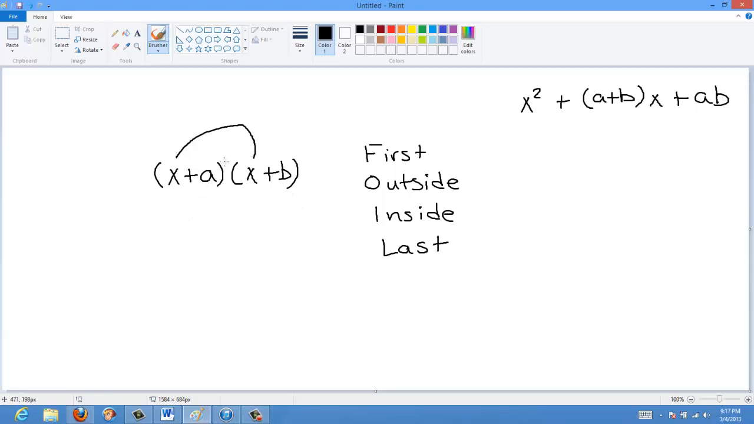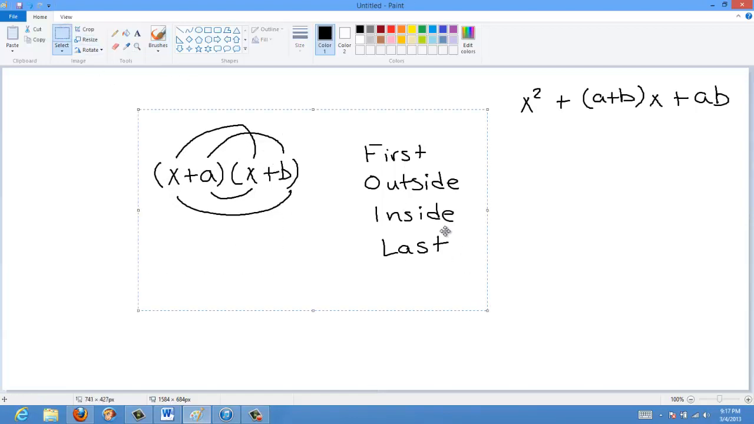The outside means you multiply these ones, the inside means you multiply these two, and the last means you multiply the last two terms in each one. So you have the first ones, then the outsides, the insides, and the last ones, and it's a way of knowing how to multiply. But if you just understand that this x has to multiply with everything in the other bracket, and this a also has to do the same thing, that's a better way of understanding it.